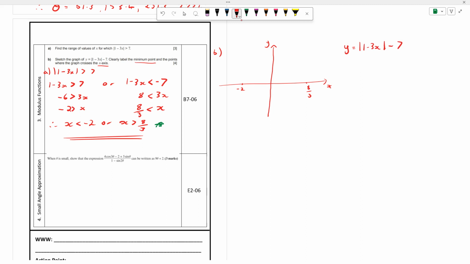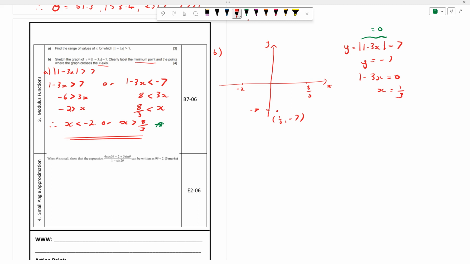the smallest this modulus can be is 0. When that does equal 0, y would be -7. So the minimum is going to be at -7, somewhere down here. But I've got to figure out the corresponding x value. So if I set that to equal 0, -3x equals 0, and I solve that, I get x is a third. So it's going to be about a third, which would be about here. It's going to go down to there. So that would be a third and -7.